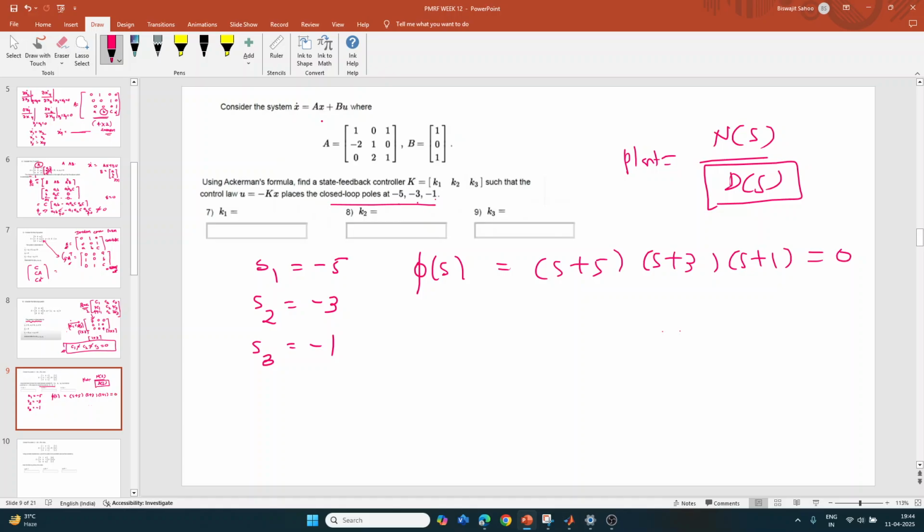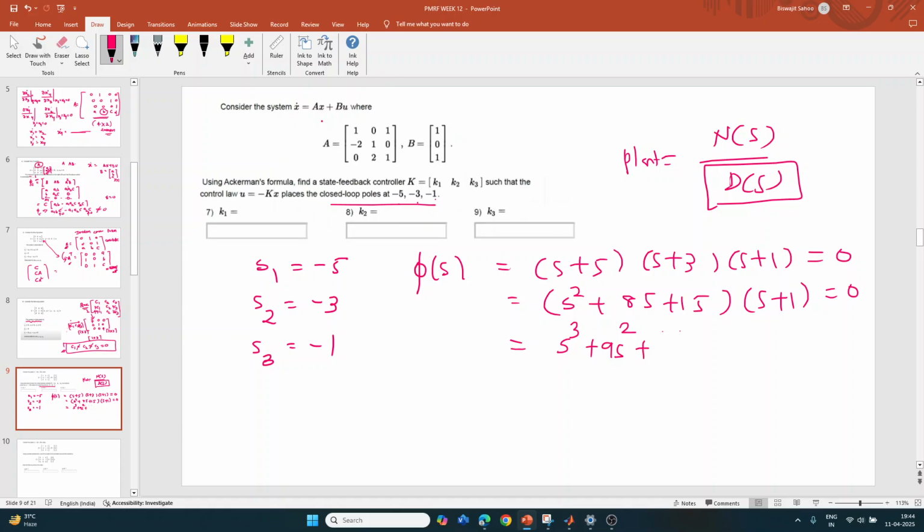So multiply it out. This will be (s square plus 8s plus 15) into (s plus 1) equal to 0. Now simplify it: s into s square is s cube, the first term; 8s into s plus 1 gives 9s square. Then what is the coefficient of s?